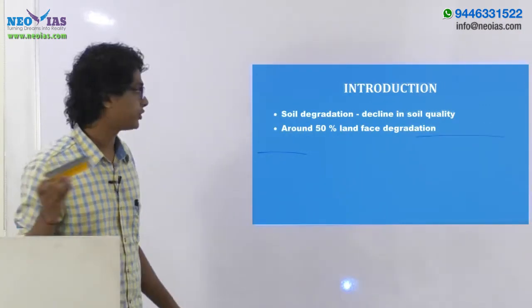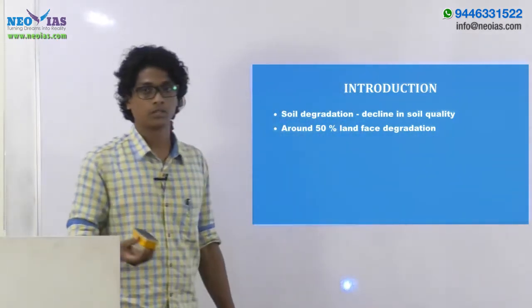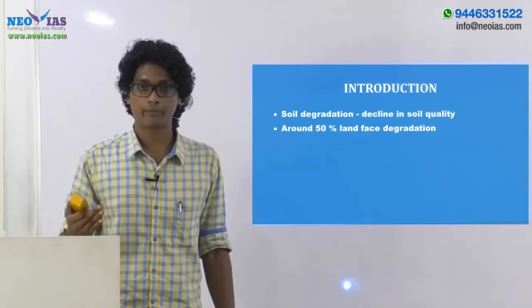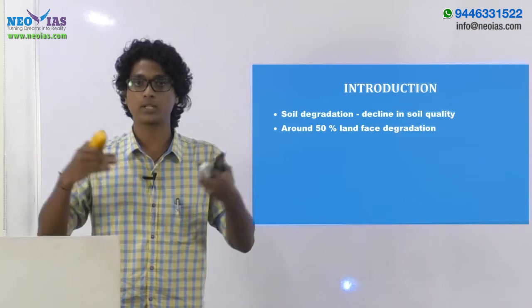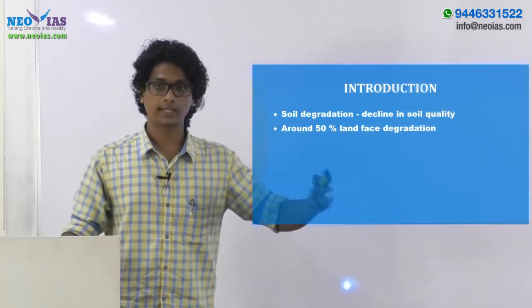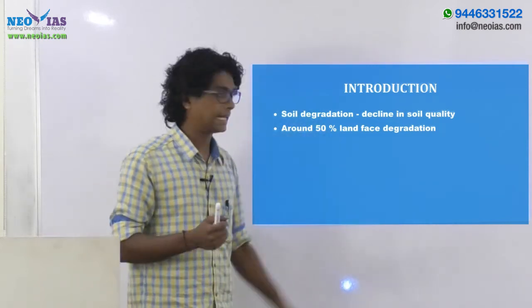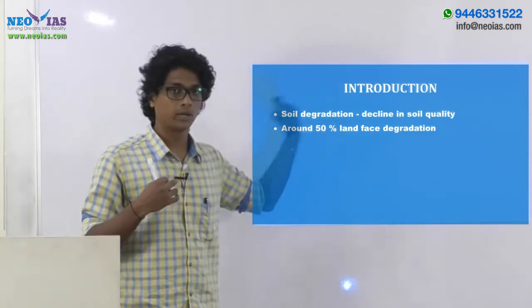First, as an introduction, start with saying what soil degradation is. Soil degradation simply means the loss of soil quality. It can be through erosion, pollution, alkalinity, salinity, or desertification. All these things result in the loss of soil quality, which we generally call soil degradation. So you can start your answer by saying what soil degradation is.